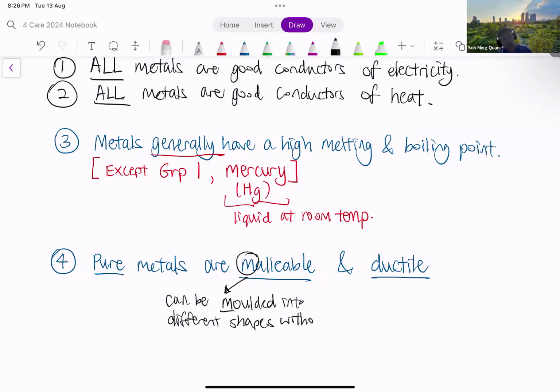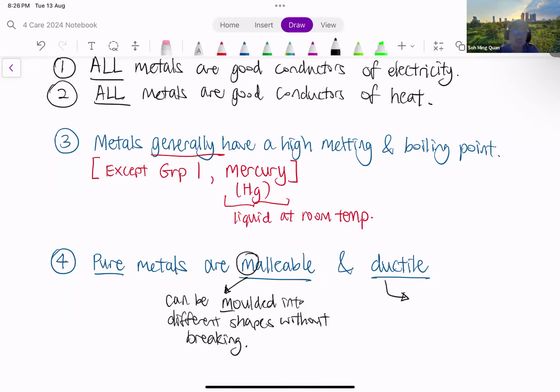without breaking. So just yesterday, we did this question in class where we had the paper clip example. To make a paper clip, the metal has to be malleable because it needs to be molded into the shape of a paper clip. At the same time, when you push, the paper clip must bend into a different shape without breaking. So pure metals can fulfill this function because it's malleable.